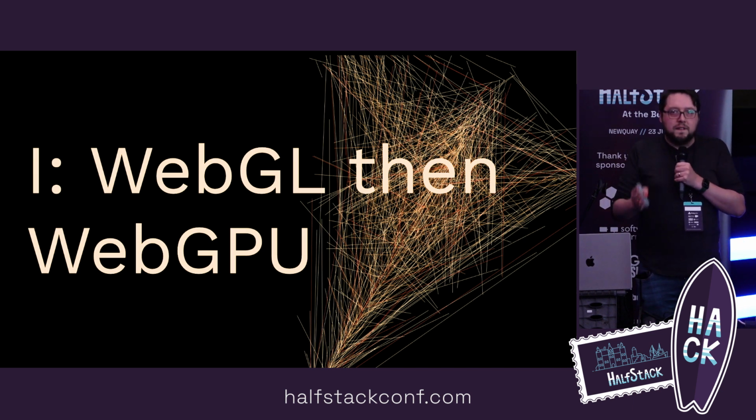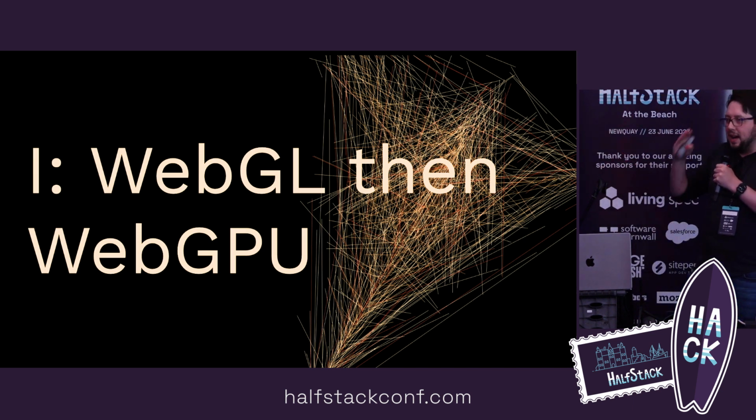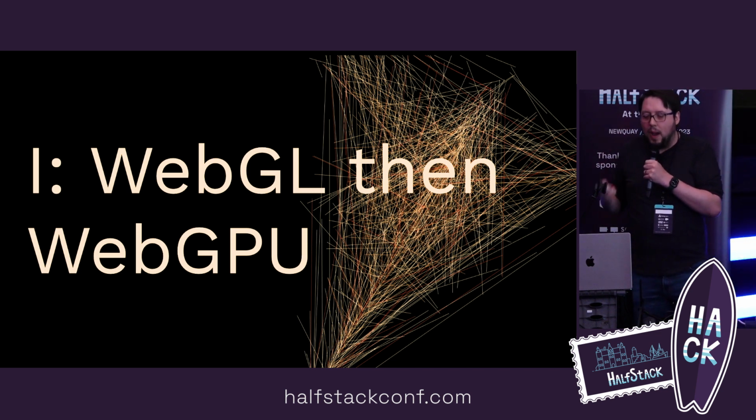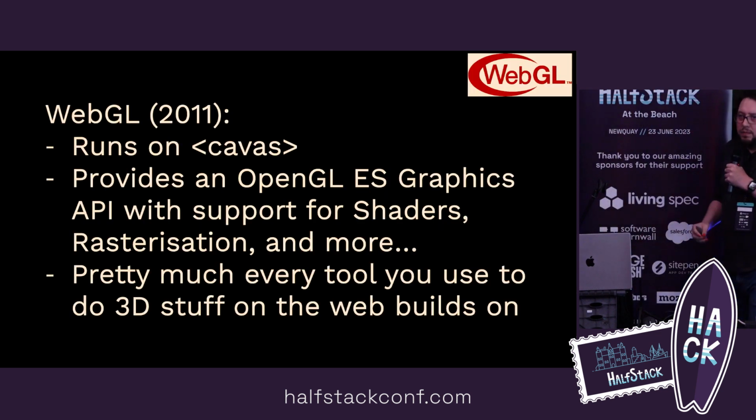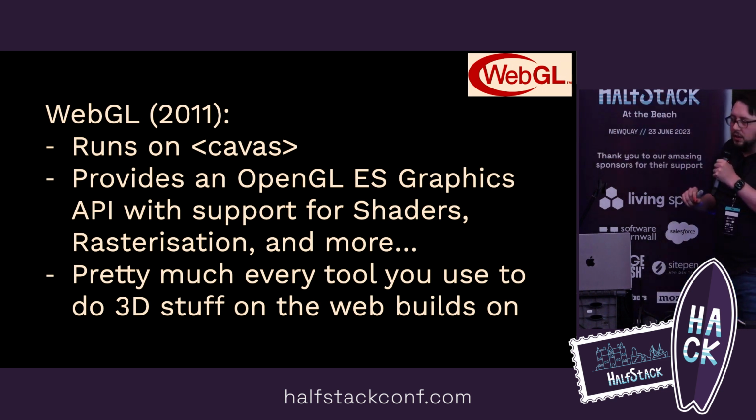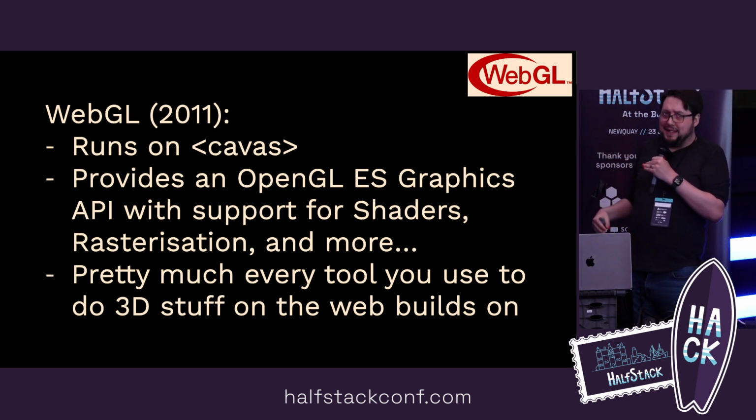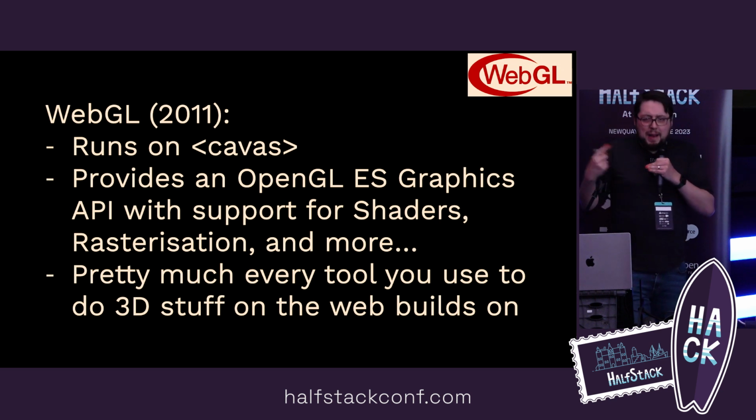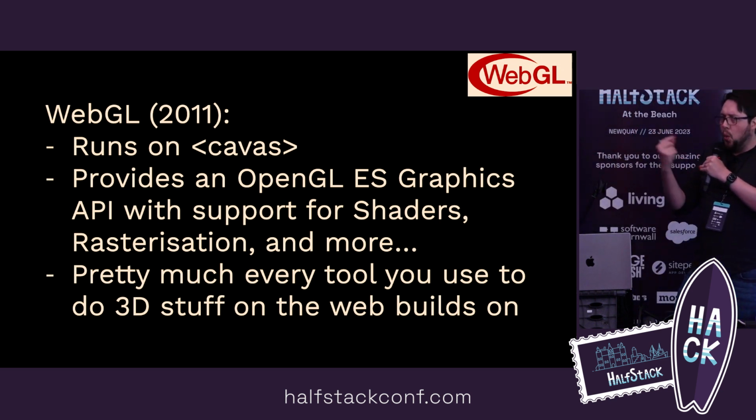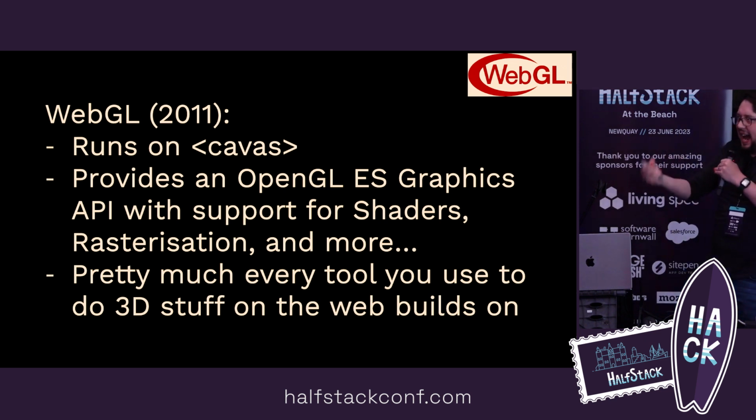So first up, 3D on the web. The key technology you probably hear about is WebGL. And WebGL runs on the Canvas API, that same tool we use to draw things pixel by pixel on the web, and provides an OpenGL ES graphics API. So what that means is, how does the browser talk to the GPU? How's it telling our graphics processor how to do things and run things in 3D?